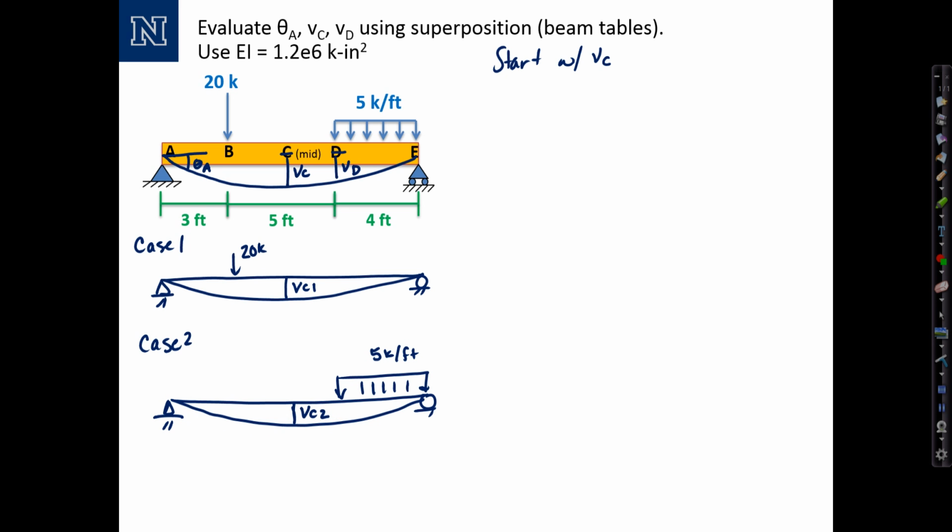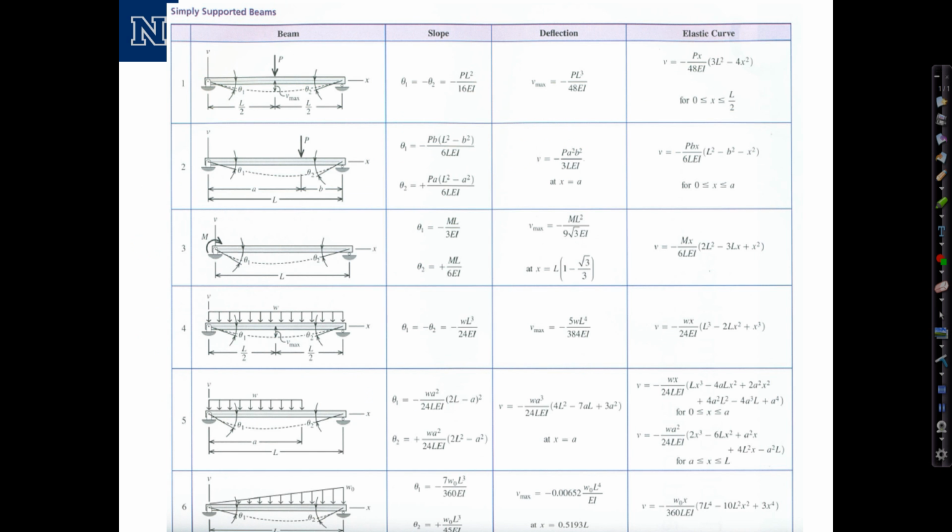The superposition principle tells me that the total deflection VC is the sum of VC1 plus VC2. So I'm going to evaluate these separately. Starting with case 1, VC1, we'll refer to the beam tables. We have a point load not located in the center of the beam, so the applicable load case is this one right here.